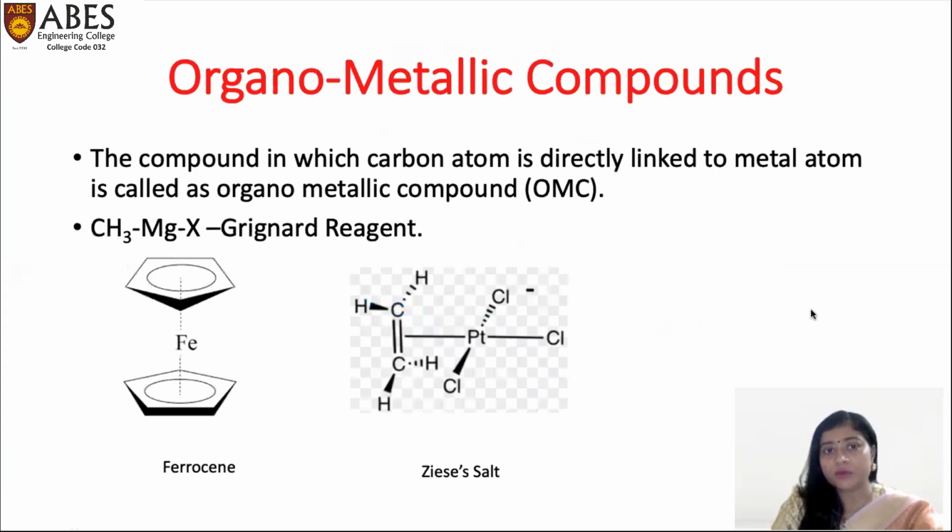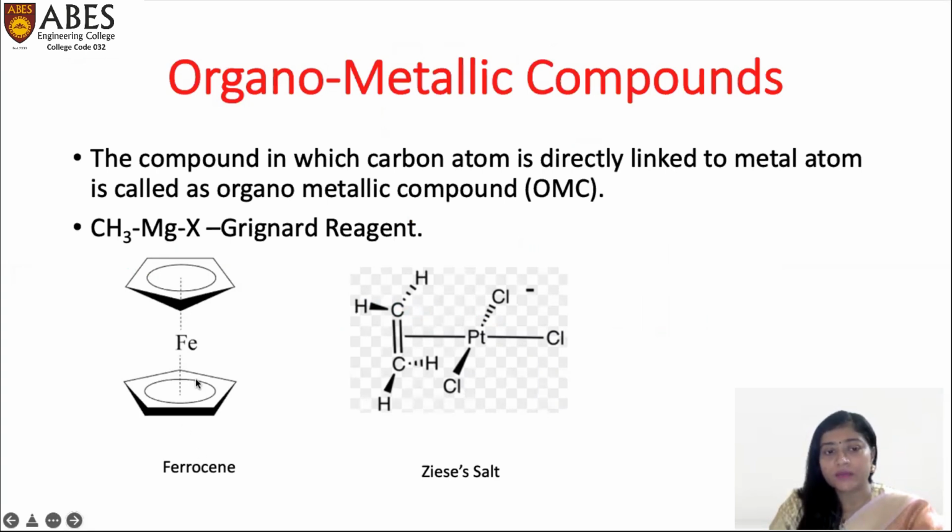First, we must understand what organometallic compounds are. The compounds in which carbon atom is directly linked to metal atom are called organometallic compounds. In Grignard reagent, you can see carbon is directly linked to magnesium, thus representing organometallic compounds entirely.